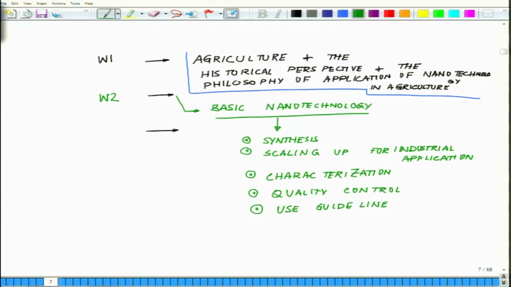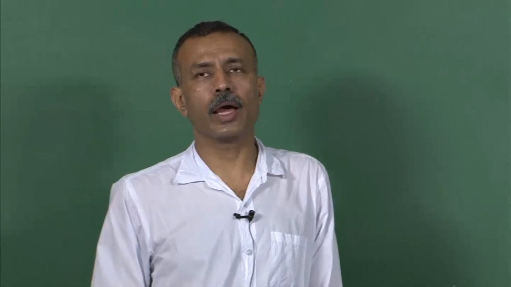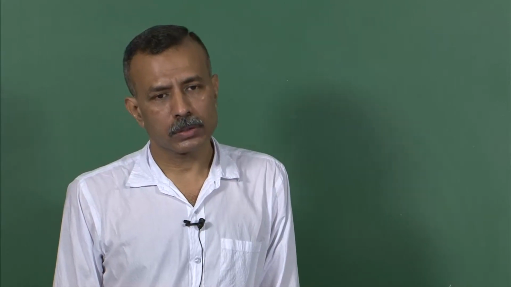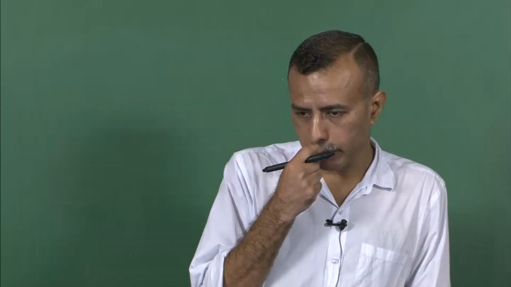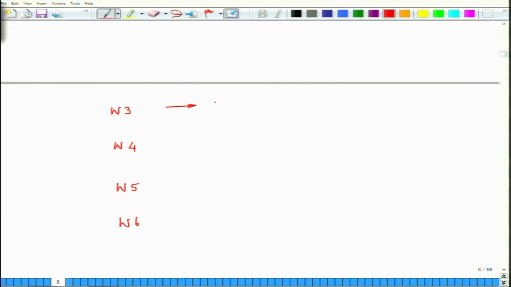Then from there we will move on to week 3, week 4, week 5 and week 6. So, we will talk about the application of different nanomaterials. Till this date we will have a comprehensive review of different crops where nanomaterial has been used in different ways. So, different crops will be dealt with.